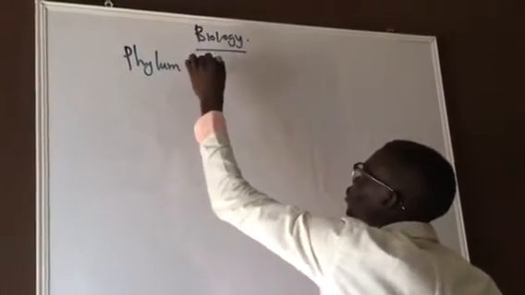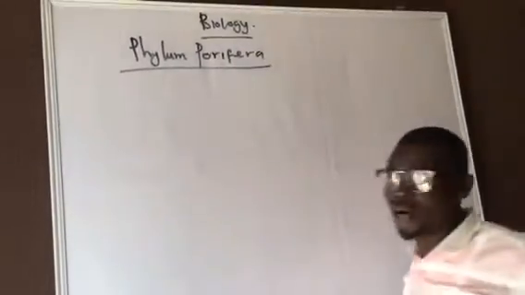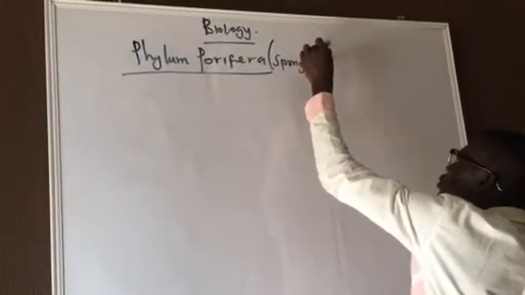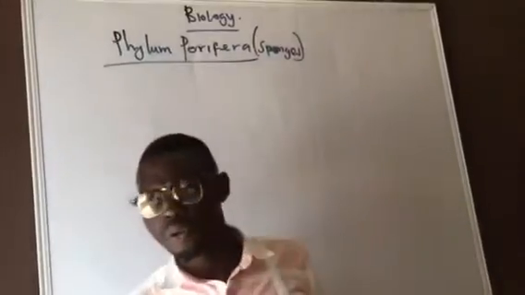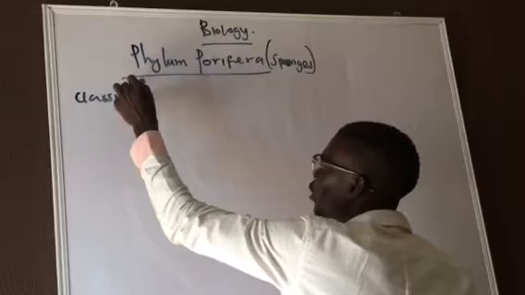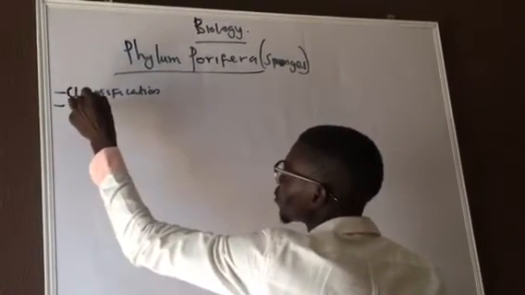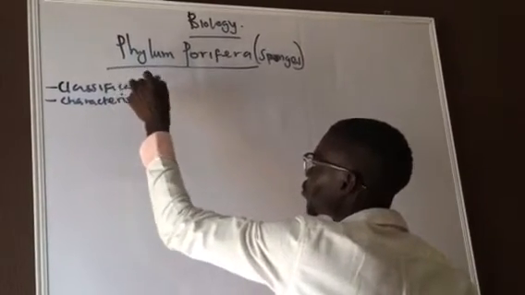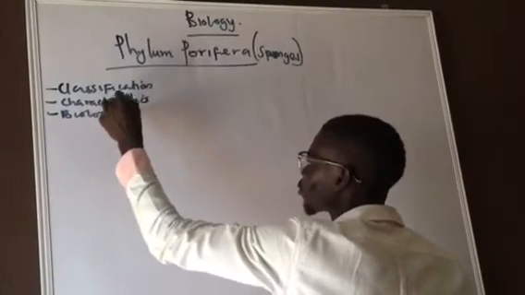Phylum PORIFERA. They are called sponges. So when we talk about this group, we are going to talk about the classification of this phylum, the characteristics of this phylum, and also biology of the representative species.